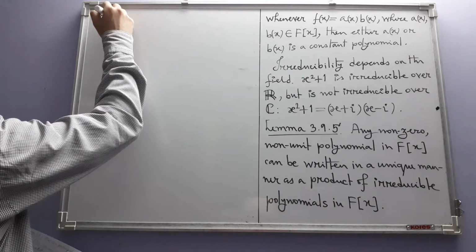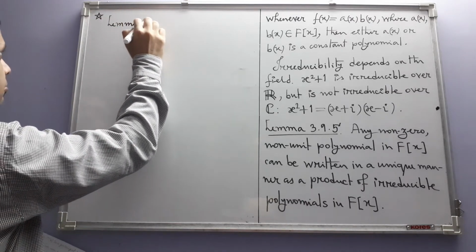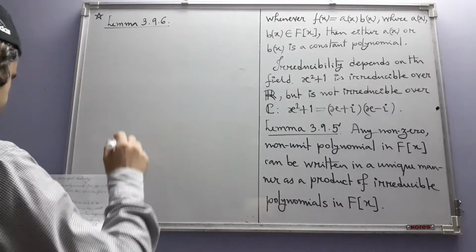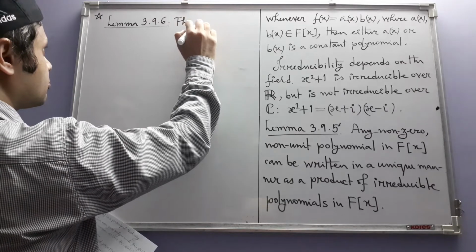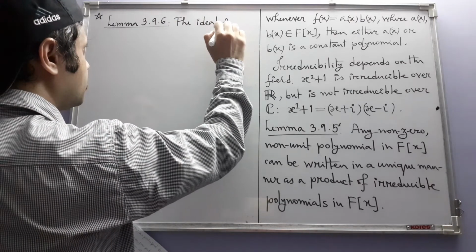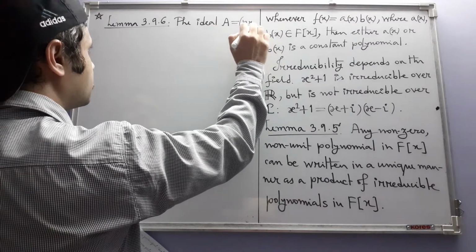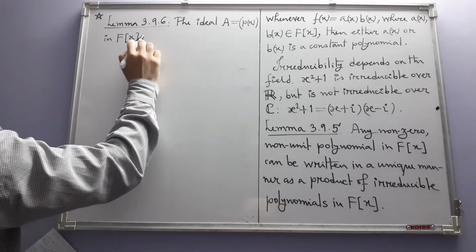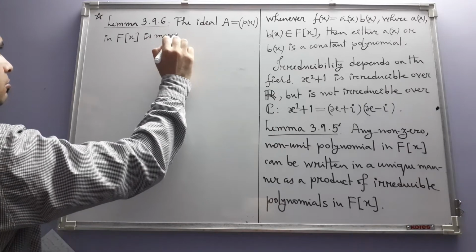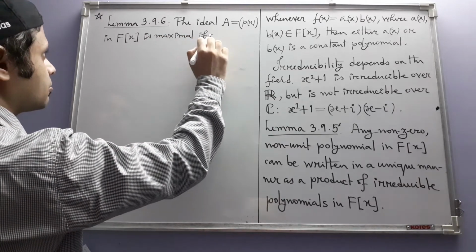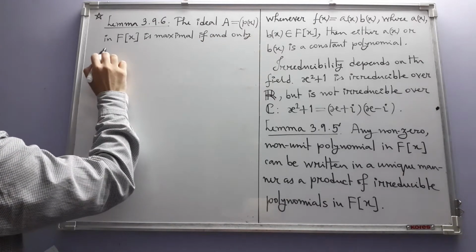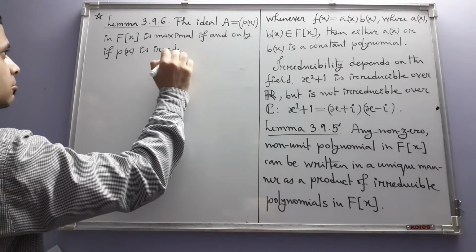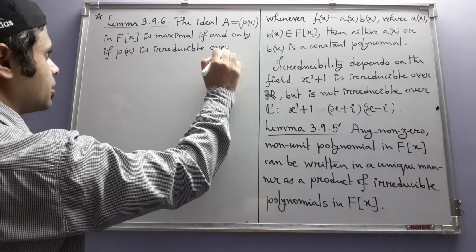So it is lemma 6. The exact statement is this: the ideal A equal to (p(x)) in F[x] is maximal if and only if p(x) is irreducible over F.